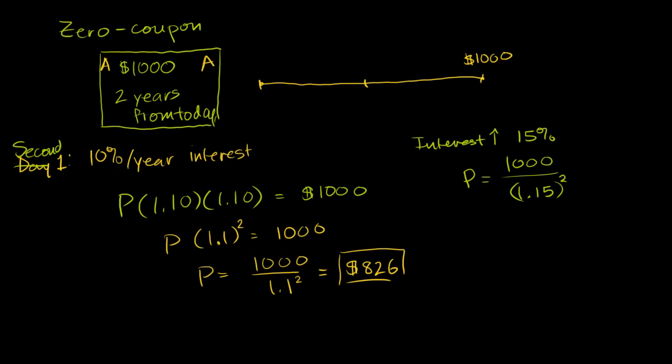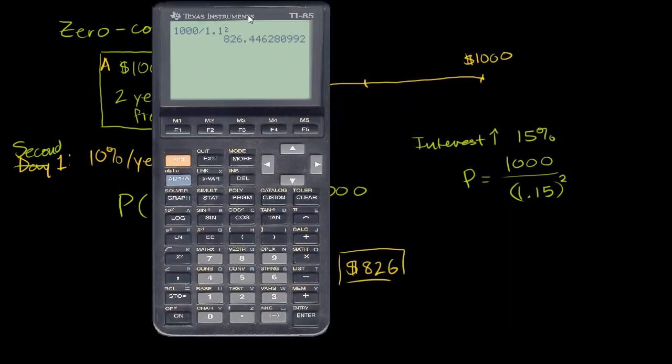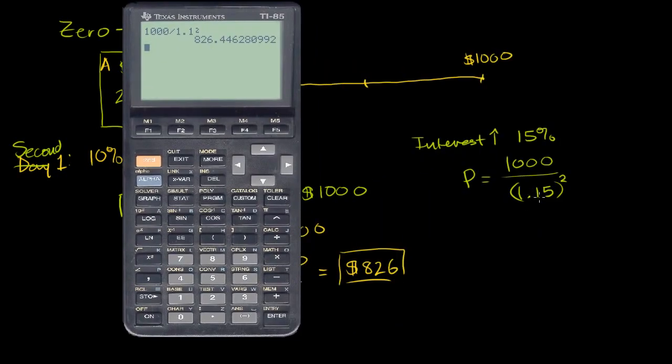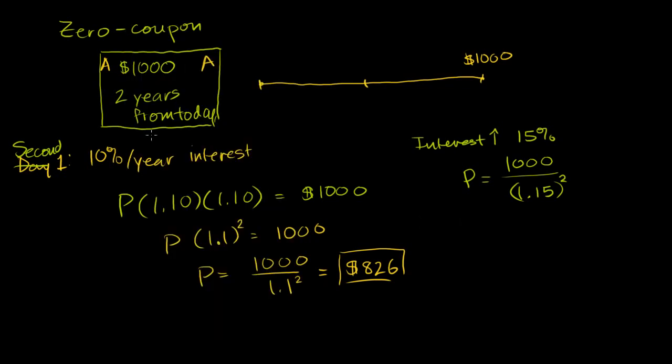Bring out the calculator. I think you have a sense. We have a larger number now in the denominator, so the price is going to go down. So let's actually calculate the math. $1,000 divided by 1.15 squared is equal to $756, give or take a little bit. So now the price has gone down. The price is now $756. This is how much someone's willing to pay in order for them to get a 15% return and get $1,000 in 2 years.